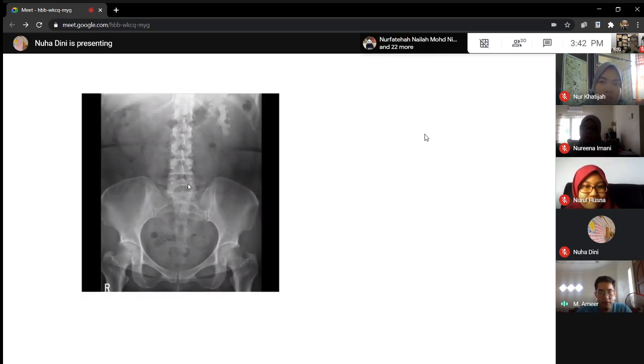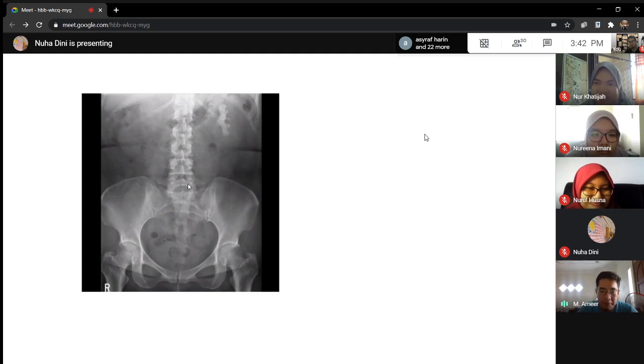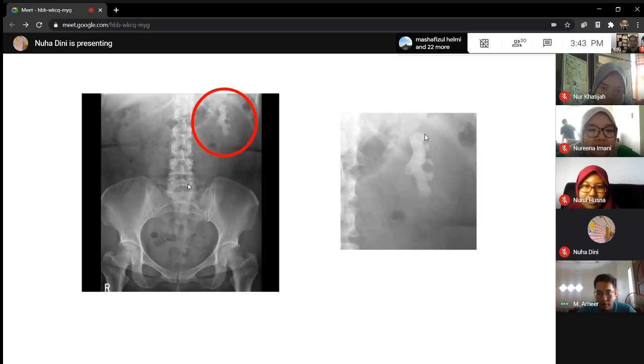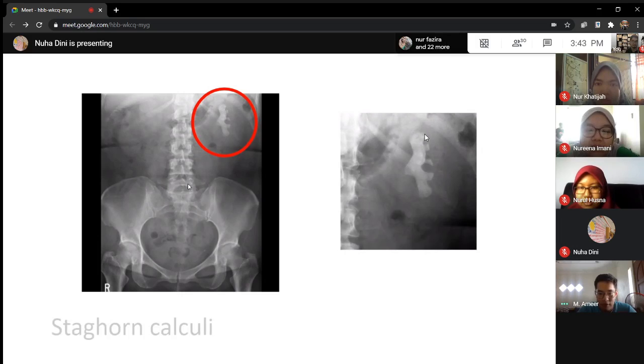Okay, this is an example of a KUB X-ray. You guys look at the X-ray and try to identify if there's any stone or abnormality. Okay, I give you time. Time's up. Next. Okay, this is the stone. Next. The diagnosis is staghorn calculi in the left kidney. Okay, next.